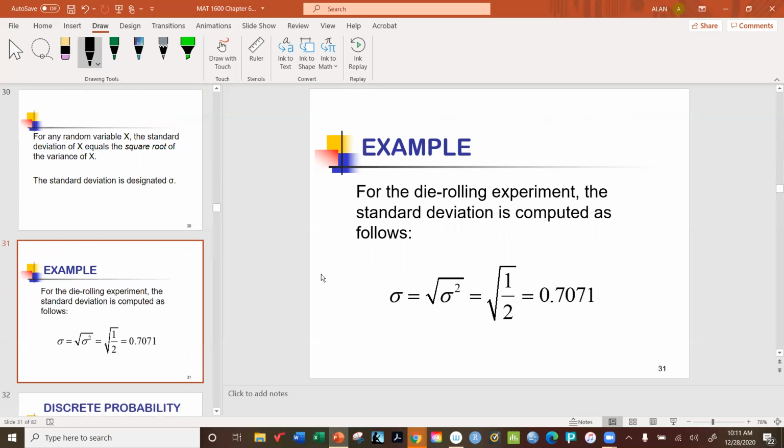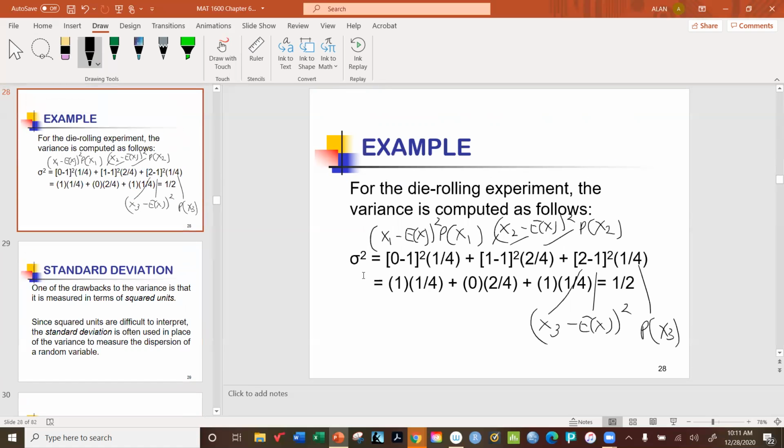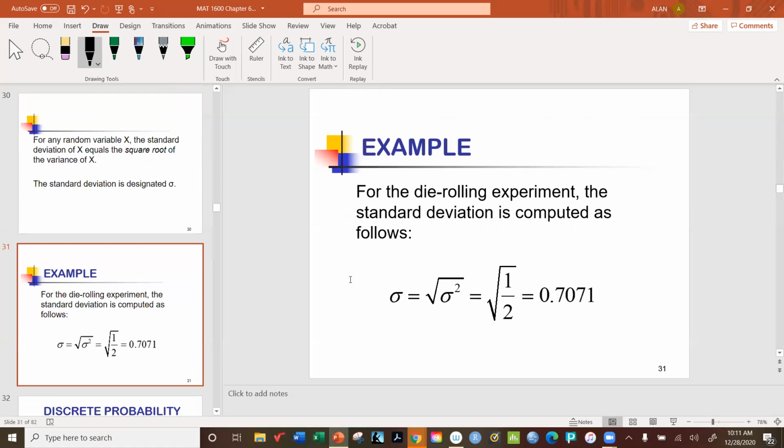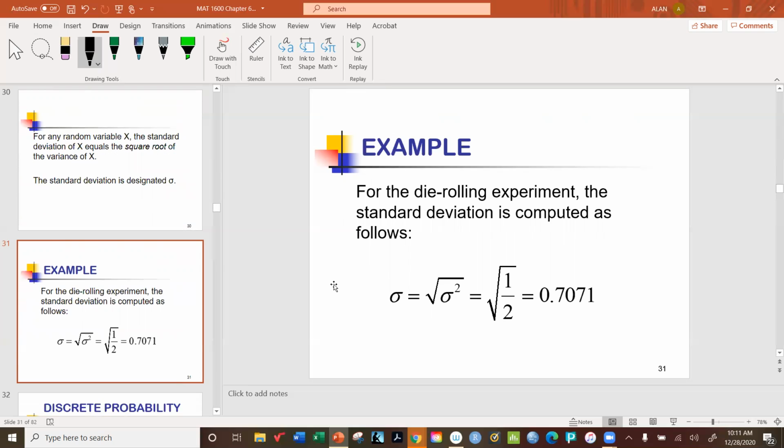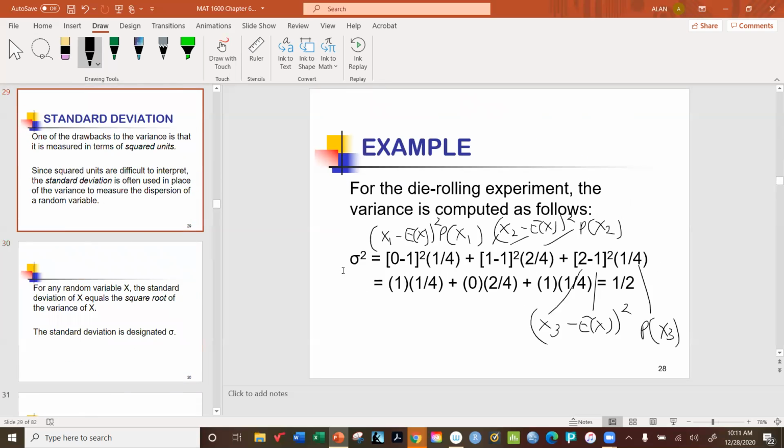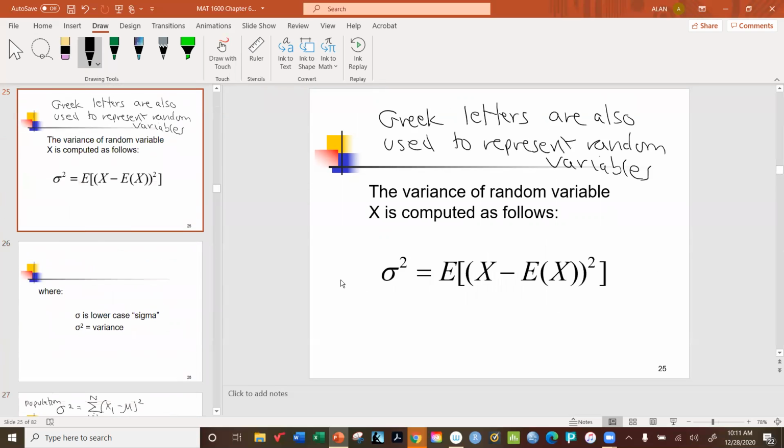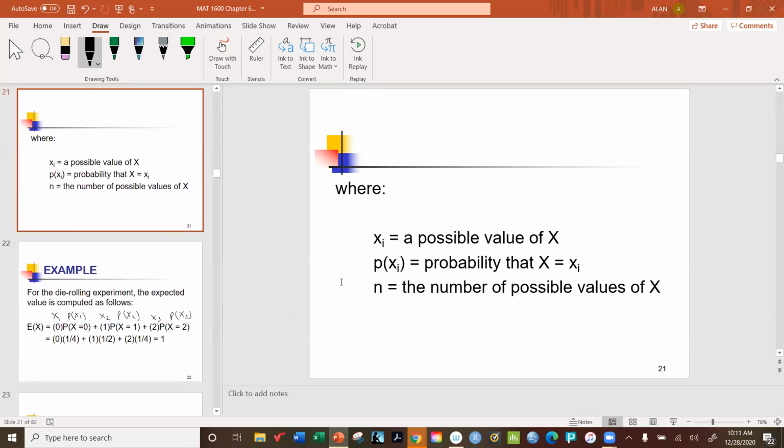And in our last example, remember the variance was 1/2, which implies that the standard deviation must be the square root of that, which is the square root of 1/2, or 0.7071. So those are our moments. Now, there are more, but we will not be dealing with them in this course.